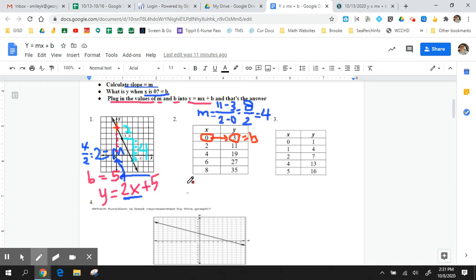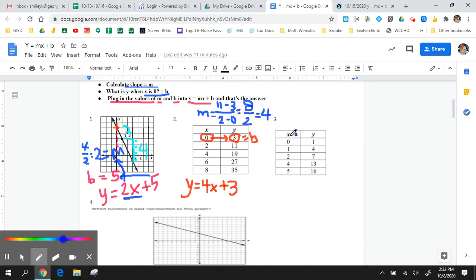If I go to write this equation, I'm going to write y equals, our m is 4, and that goes in front of our x, and our plus 3. It is a positive 3 on that table, so we're going to put a plus sign in front of it. All right, so that's our second one done. Now we're given another table over on the right side.